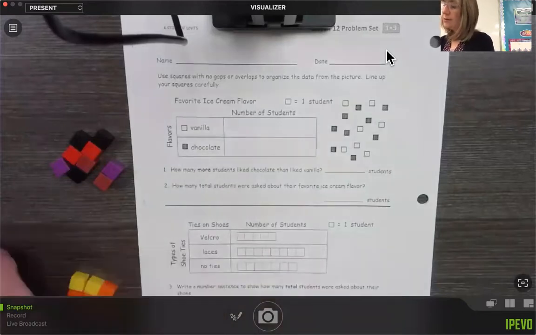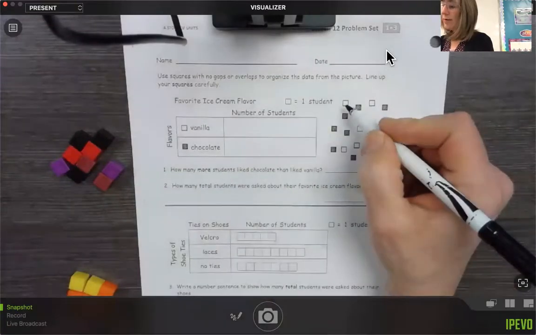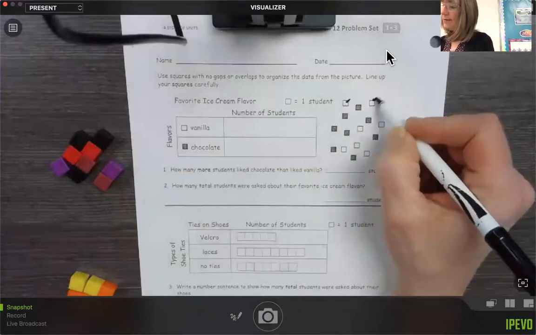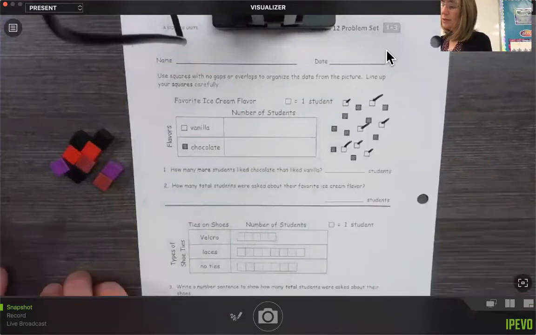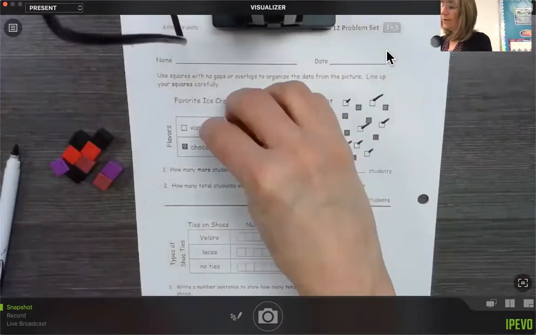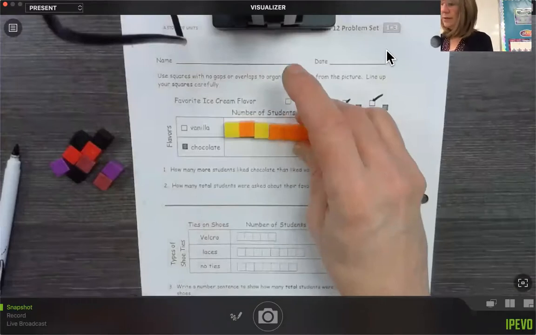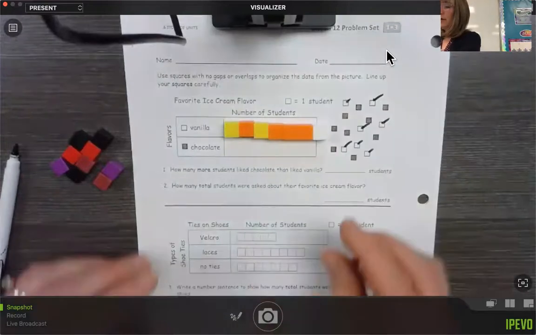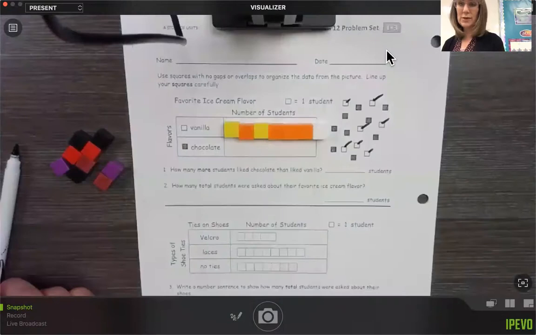I'm just going to count, and when I count, I'm going to put a little check on it so that I know I've counted that one. Ready? 1, 2, 3, 4, 5, 6, 7. So there's 7 vanilla ones. So I'm going to use these little squares here. 1, 2, 3, 4, 5, 6. Looks like I need one more. 7. So notice how if I'm going to use squares, I used actual real ones. You have to have them right next to each other.